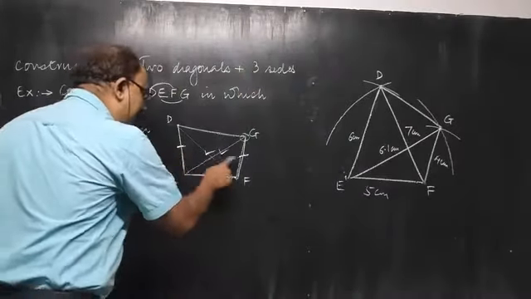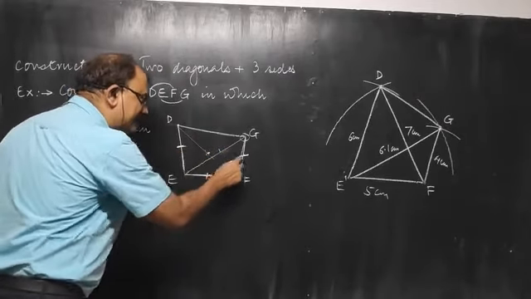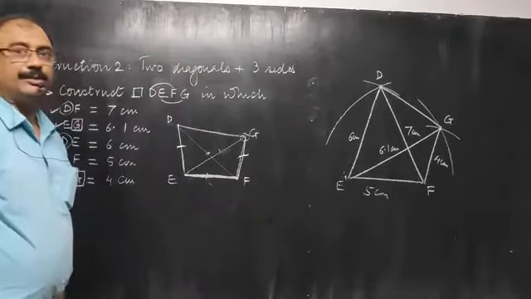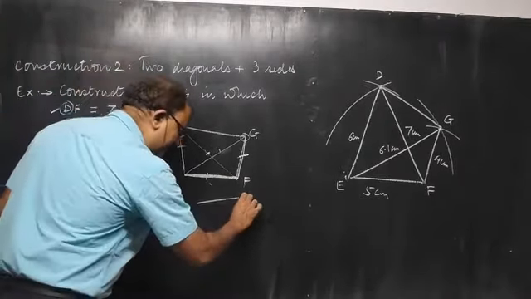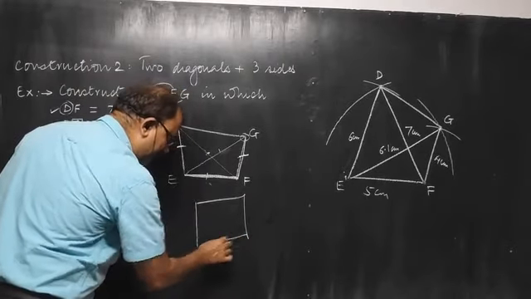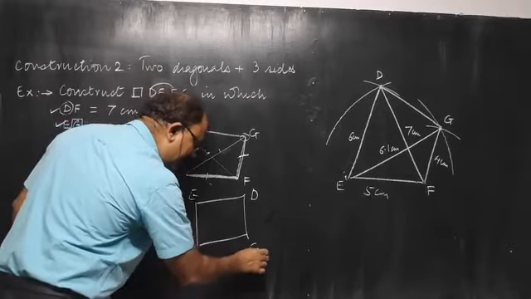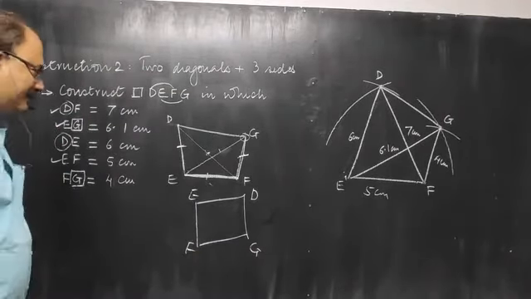Now, what is the most important thing which you have to remember for this construction is that out of the 3 given sides, the side which lies in the middle of the other 2, you can draw the figure the way you want. Suppose you draw a rough figure this way, and you write D here, E here, F here, and G here.